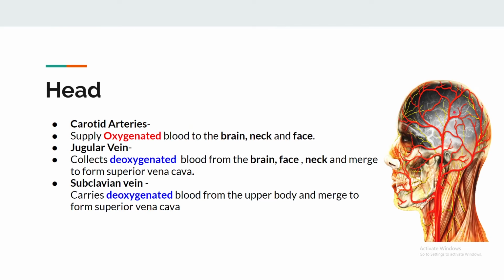Head. Carotid arteries supply oxygenated blood to the brain, neck and the face, whereas jugular vein collects deoxygenated blood from the brain, face, neck and merges to form the superior vena cava. Subclavian vein carries deoxygenated blood from the upper part of the body and merges to form superior vena cava.